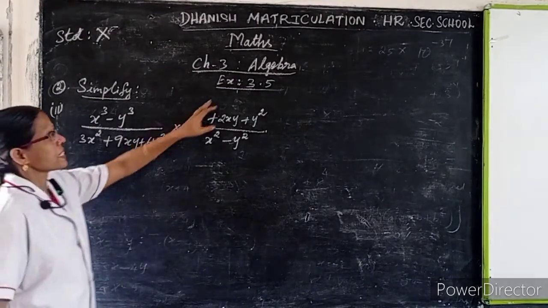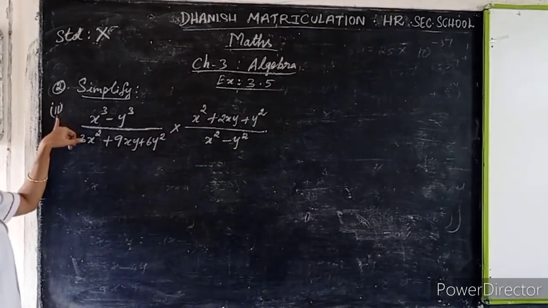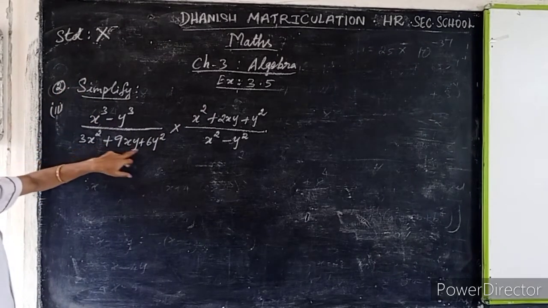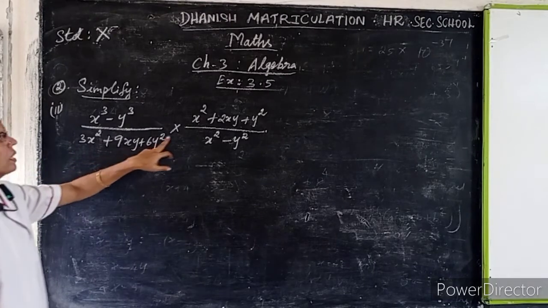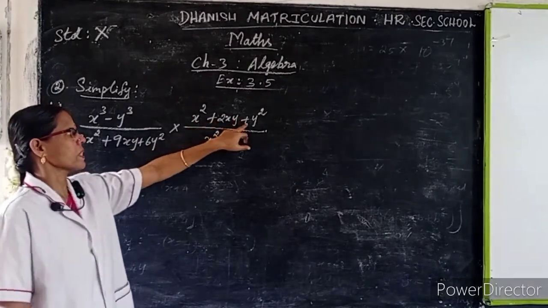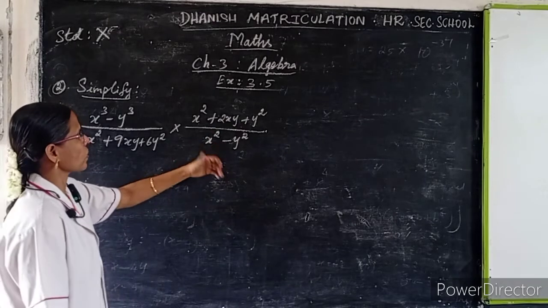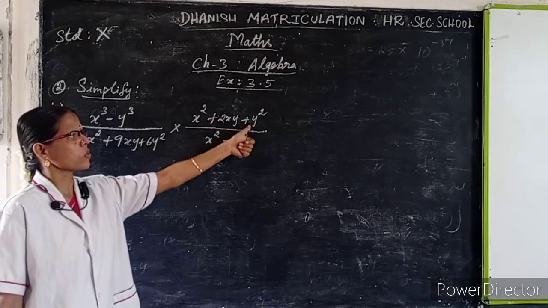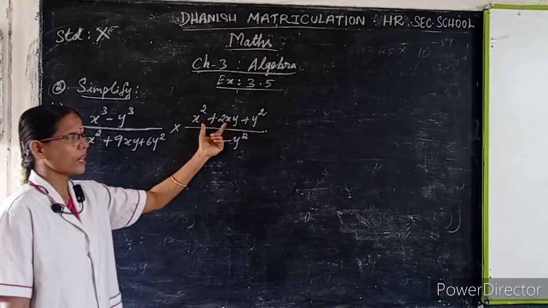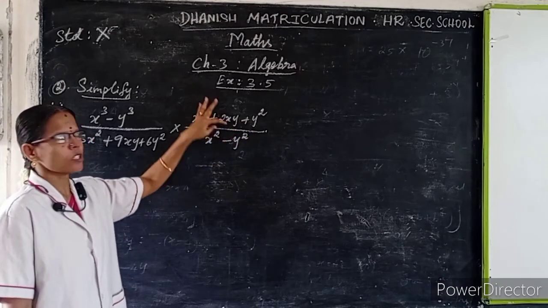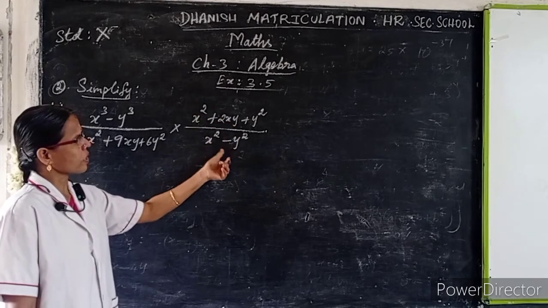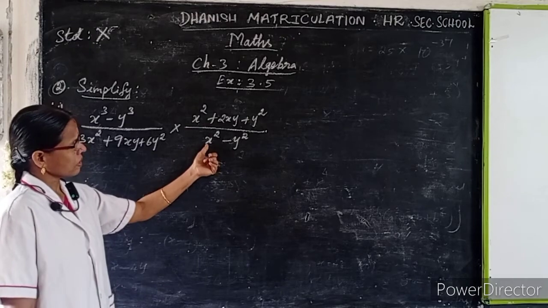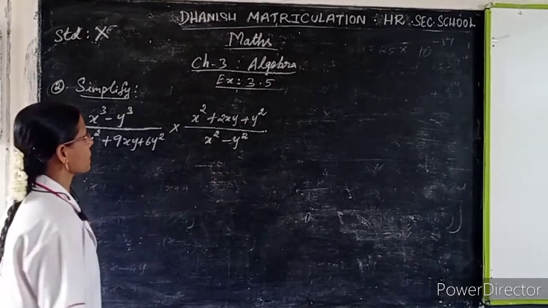Now from exercise 3.5 question number 2, second subdivision: x cube minus y cube by 3x square plus 9xy plus 6y square into x square plus 2xy plus y square by x square minus y square. And these are simply identities only. a square plus 2ab plus b square can be written as a plus b whole square. Here x plus y the whole square. Here the identity x square minus y square factorizes as x minus y into x plus y.